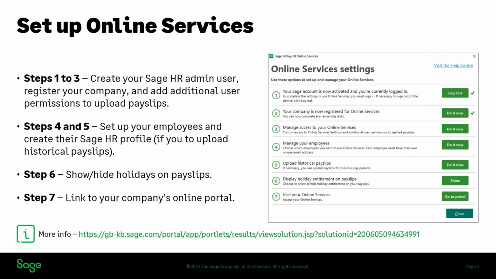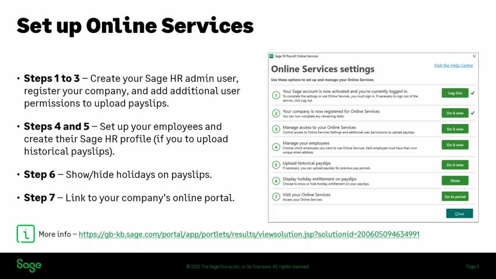So to do this, you'll be uploading either historical payslips, but you can actually skip this step, which is step 5, and do it by uploading a current payslip. So when you upload the very first one, whether it be a current payslip or a historical payslip, this will create a Sage HR profile for that employee. When that happens as well, I've got a little screenshot in the next slide to show you. That will trigger a welcome email to your employees, who will then be able to view their payslip and of course set up a password as well.